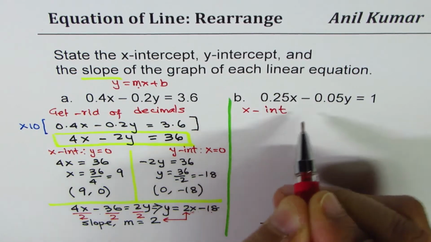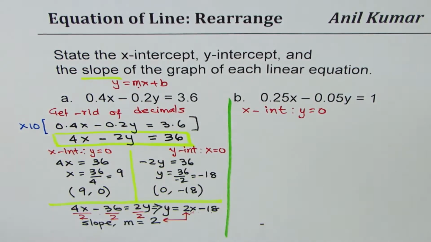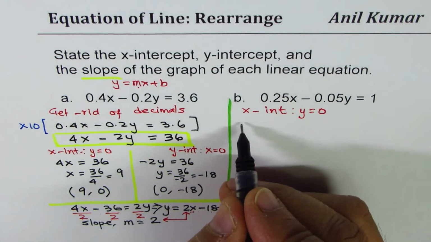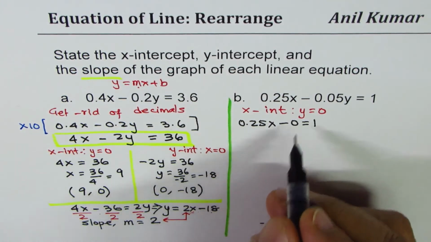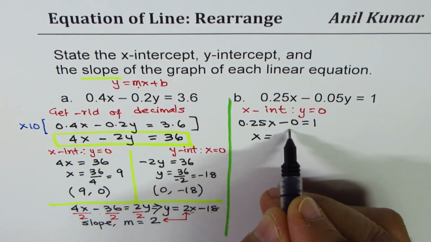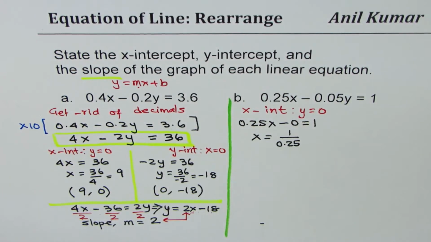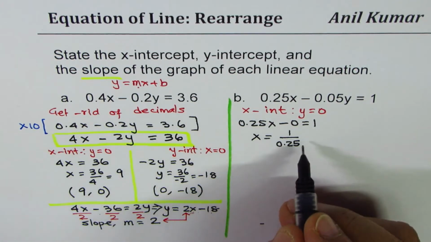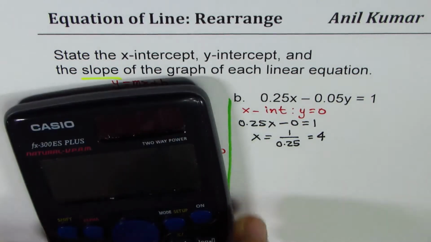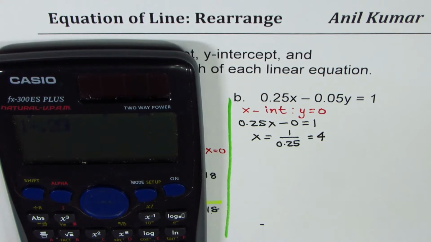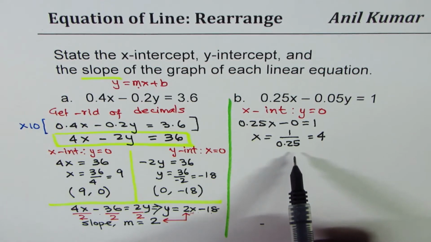So first, let's begin with x-intercept. X-intercept really means y equals 0. Okay. So when we equate y to 0, I get 0.25x minus 0 equals 1. That is 0. So we have x equals 1 divided by 0.25. Think 0.25 is a quarter, 1/4, right? So you will get this as equal to 4. 1 divided by 0.25. Let's use the calculator, check it out. 1 divided by 0.25 is 4. Do you see that? It's a quarter. So sometimes decimals are not bad to work with.